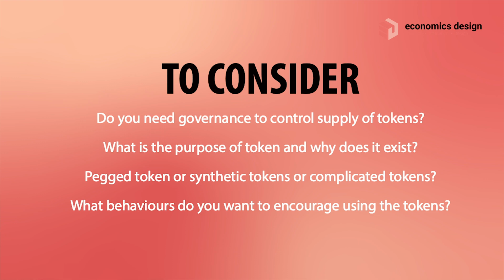So some things for you to consider when deciding the supply schedule. First, do you need governance to control the supply of tokens? An example for governance to control the supply of the tokens would be the central bank. The central bank controls our money supply and the money that we use, and they don't change that every day. They change that once in a while. So in the short period, it's a fixed supply.